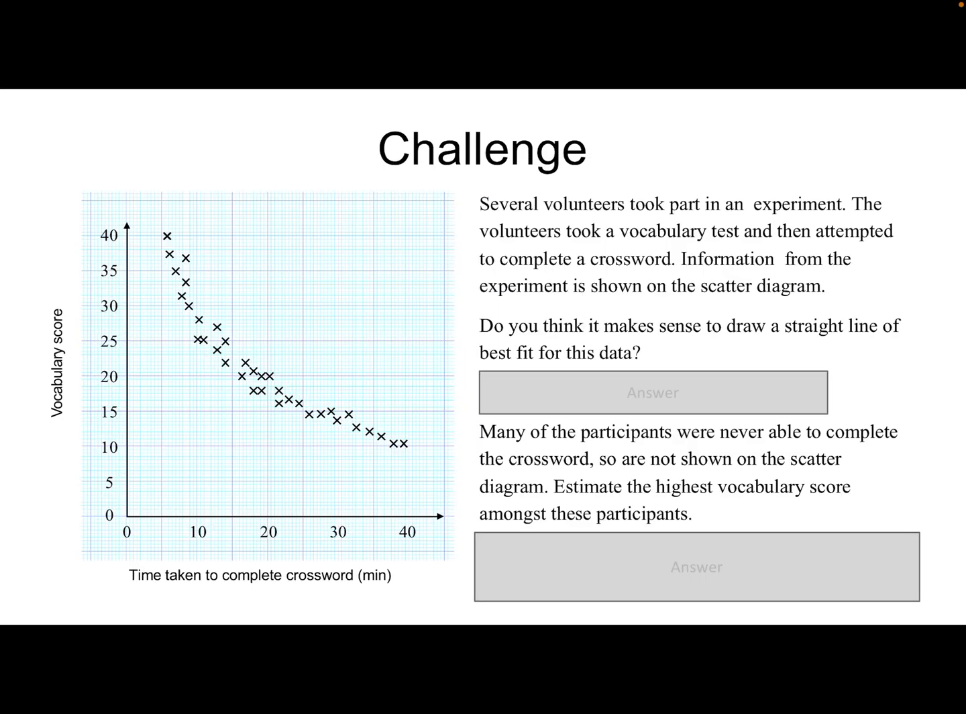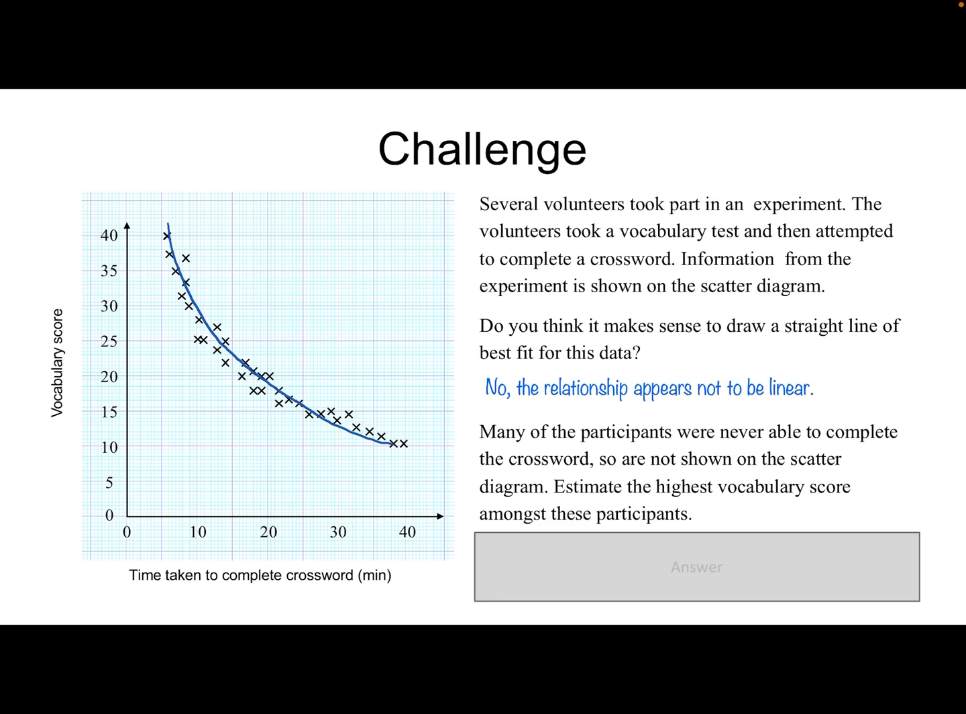Several volunteers took part in an experiment. The volunteers took a vocabulary test and then attempted to complete a crossword. Information from the experiment is shown on the scatter diagram. Do you think it makes sense to draw a straight line of best fit for this data? No, definitely not, because it's not a linear relationship. The relationship is curved. What we would need to do is find an appropriate curve.